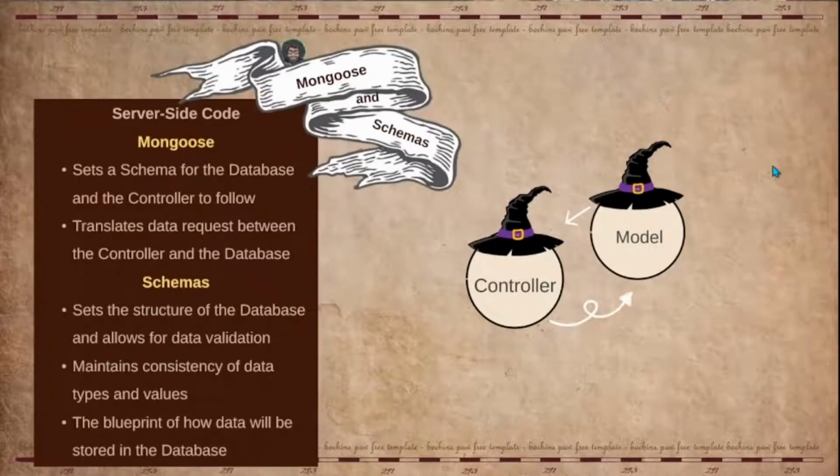So what's Mongoose? Mongoose is a program that uses schemas to ensure that consistent types and values of data are passed by the model to the controller. It's like a translator between the database and the controller. The schemas are the blueprint of the database. It structures the format of how the controller requests data and how the model returns that data.